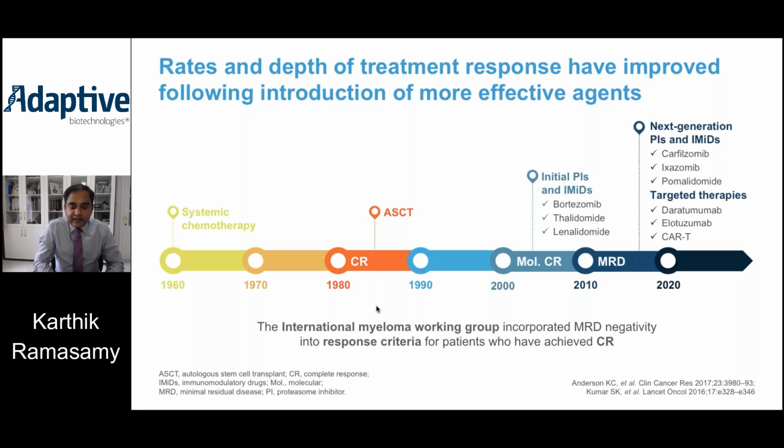And since 2010, we've had a real rush of next generation proteasome inhibitors and IMiDs in combination, and now quadruplet therapies with the addition of monoclonal antibodies to this combination. Therefore, the International Myeloma Working Group quite rightly incorporated MRD negativity into the response criteria for patients who have achieved complete response.